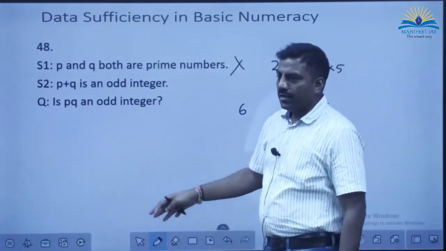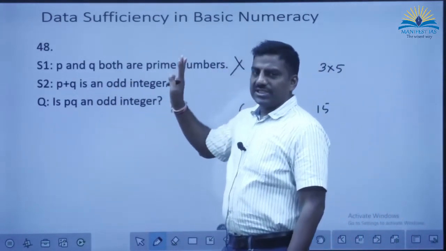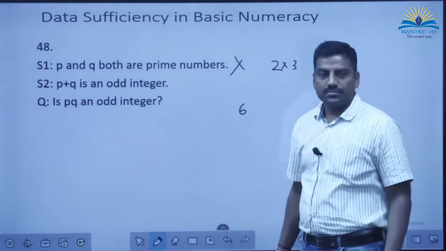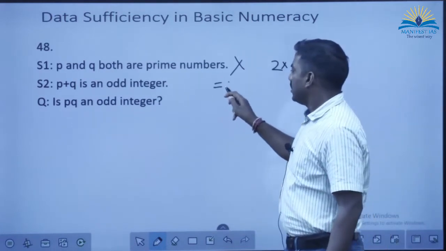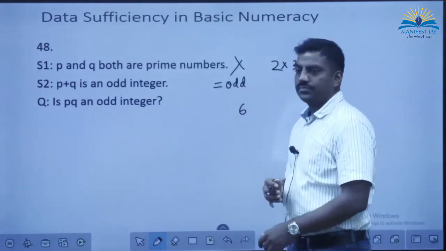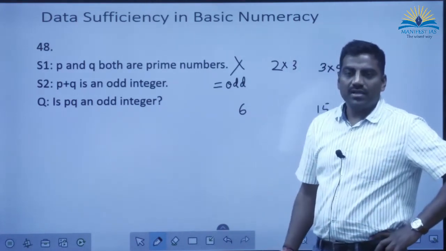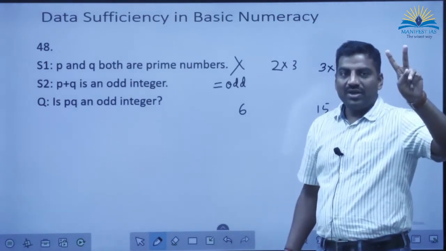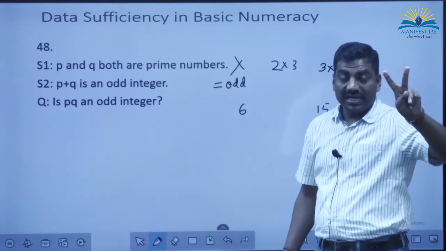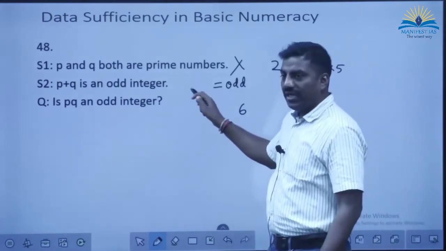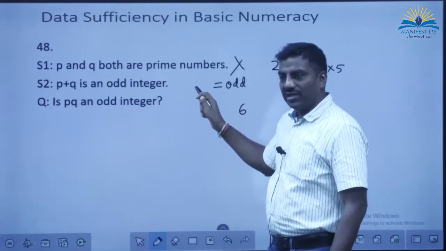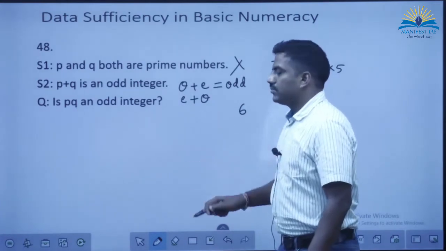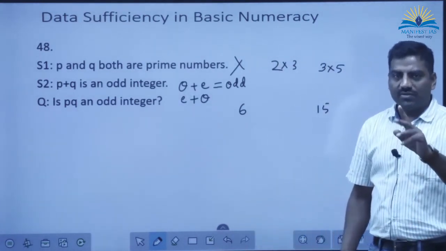Now, P plus Q is an odd integer. When we get the sum as odd, if we add two even numbers, do we get odd? If we add two odd numbers, do we get even or odd? No. There has to be at least one odd and at least one even. It should be either odd plus even or even plus odd. One number is even, one number is odd.